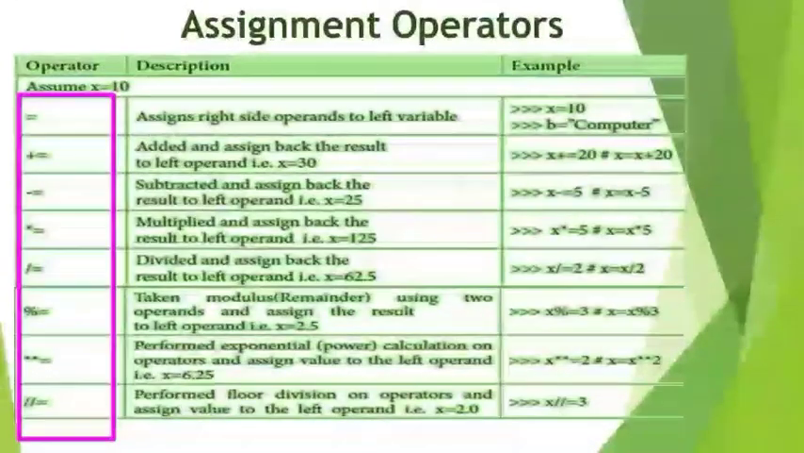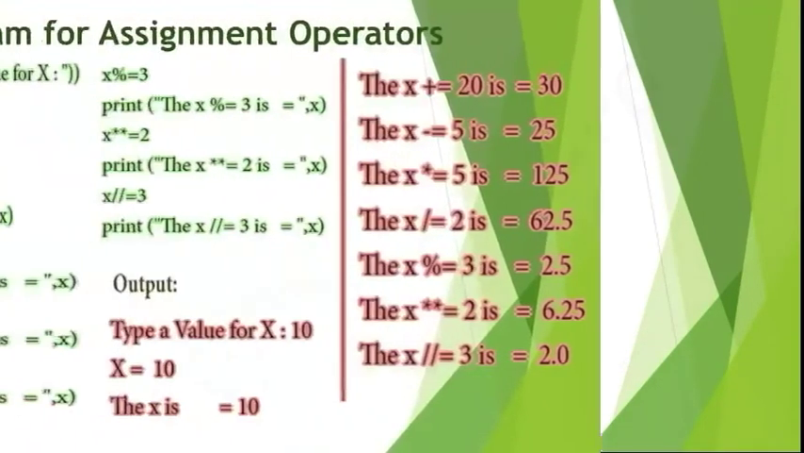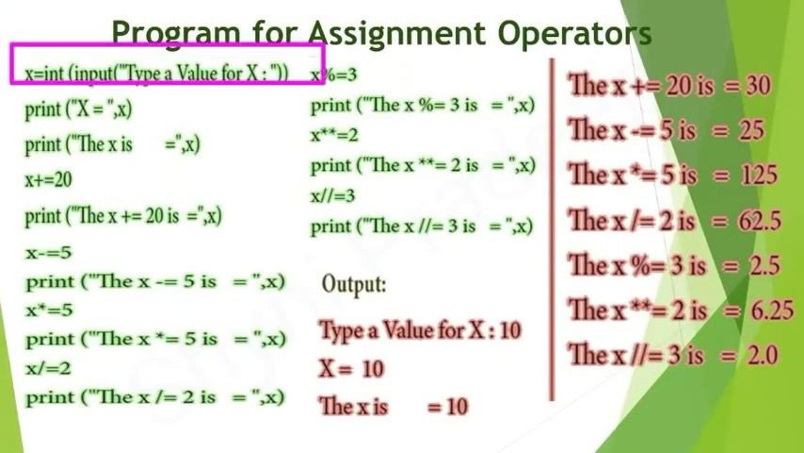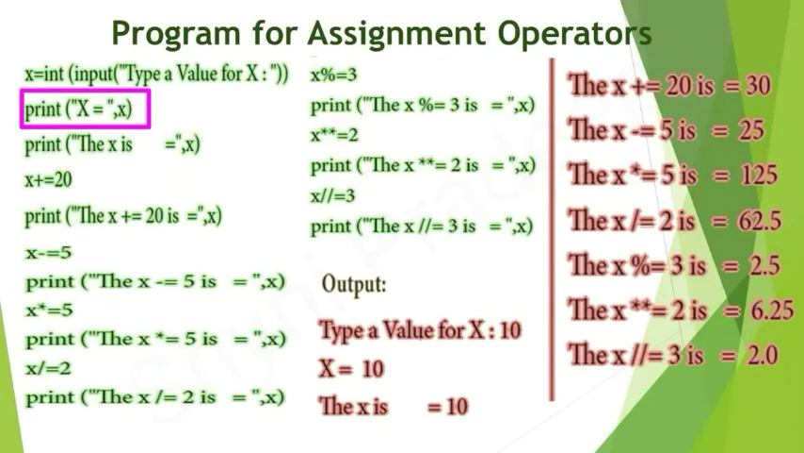See, some of the assignment operators are equal to, plus equal to, minus equal to, multiplication equal to, division equal to, modulus equal to, exponent equal to, and floor division equal to. Let us see a program using assignment operators. X equal to int input, type a value for X. So what is the value for the X variable? Let us take the value 10. This is the initial value. Next, print X equal to, what is the X value?